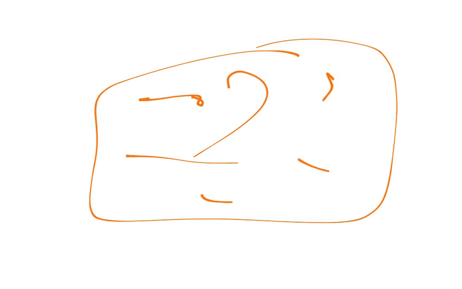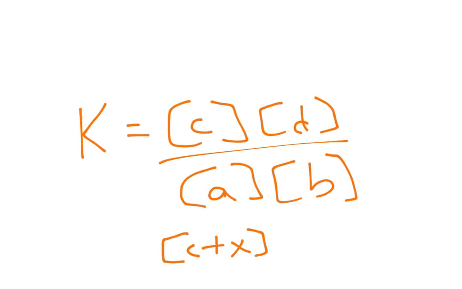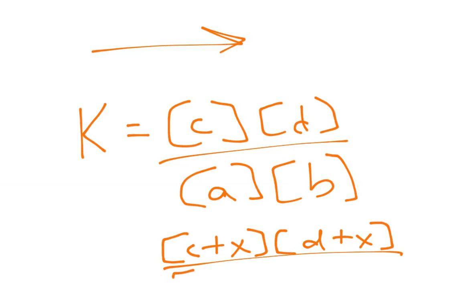What I mean by that is we had K is going to be equal to my products, C, D, over my reactants, A, B. Since we are looking for the change here, what we're going to see is instead of just writing C, we're going to go concentration of C plus some amount. Since it's going to be shifted, we're going to say it's shifting this direction. I'm going to have to add some amount there. Concentration of D plus some amount. Concentration of A minus some amount. Concentration of B minus some amount. And then I'm going to solve for X here.